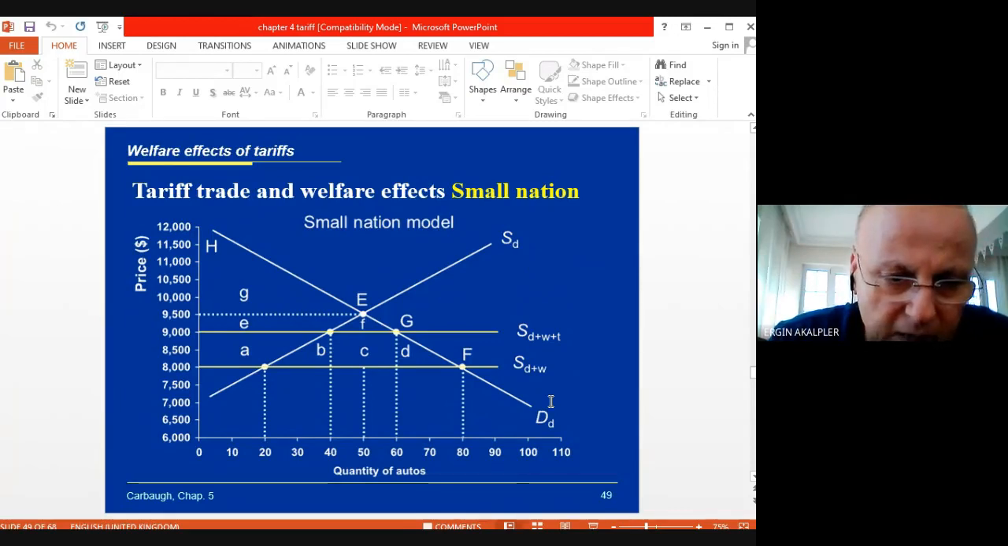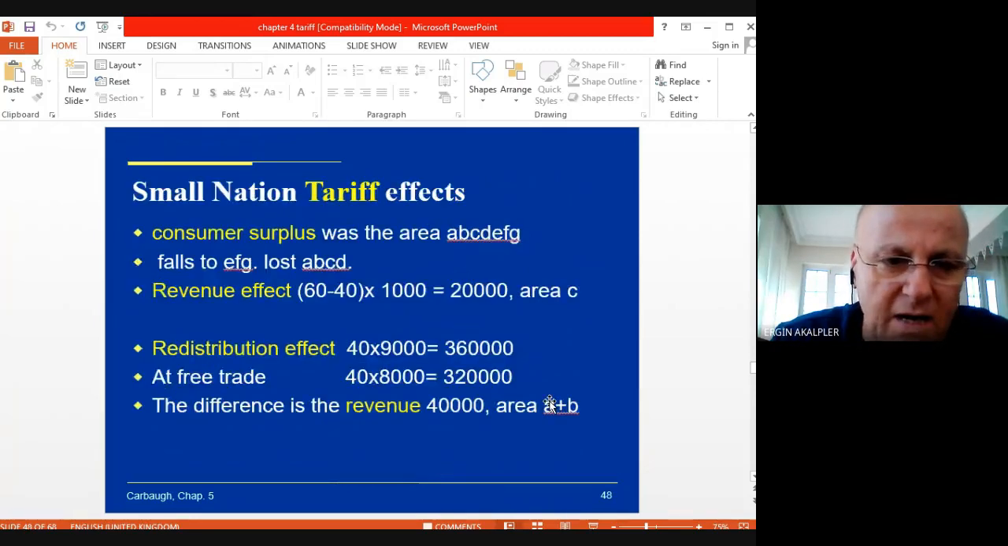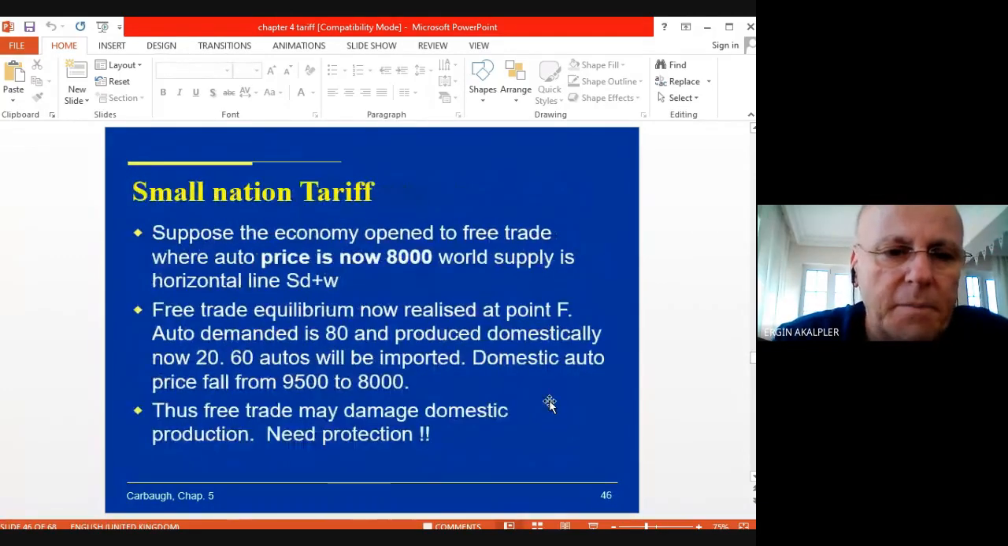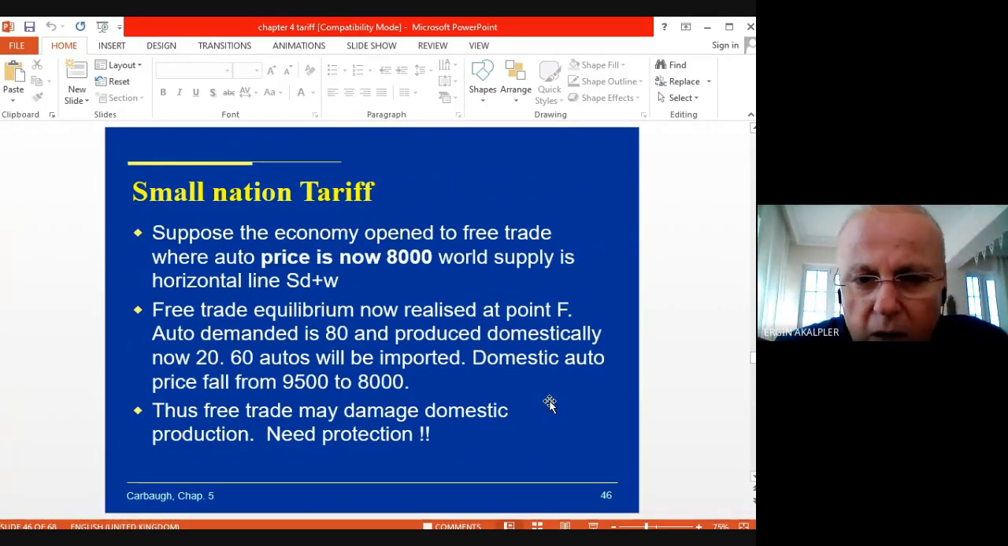As you see, in the beginning period they have 50-50 in equilibrium position, and they have a 9,500 price in equilibrium. But we are supposing that they start to apply some tariff, as illustrated here. Let's suppose the economy is opened to free trade, where the auto price is now 8,000, because it is reduced in the world market.